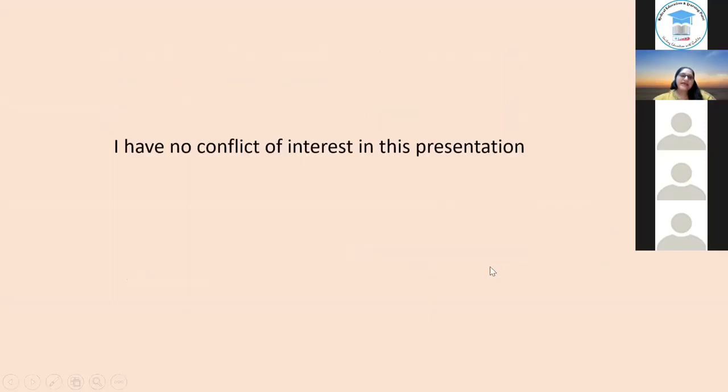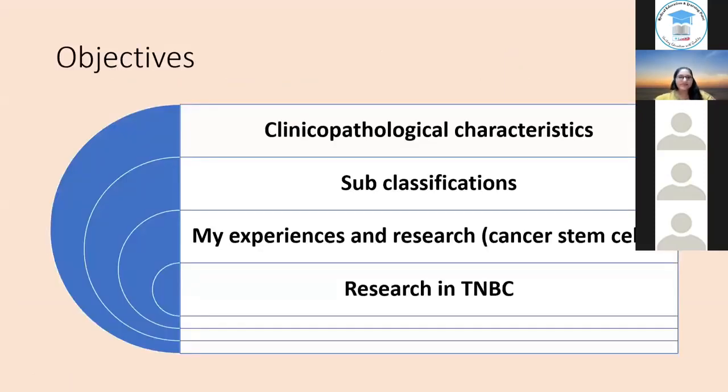Yeah, so I have no conflict of interest in this presentation. And in this presentation for next few minutes, I would be talking about these 4 things basically in triple negative breast cancers. That is clinico-pathological characteristics of TNBC, the subclassification, histomorphological as well as molecular classification, few words about that. My experiences on TNBC and research predominantly on cancer stem cell markers and the further current trending research in TNBC.